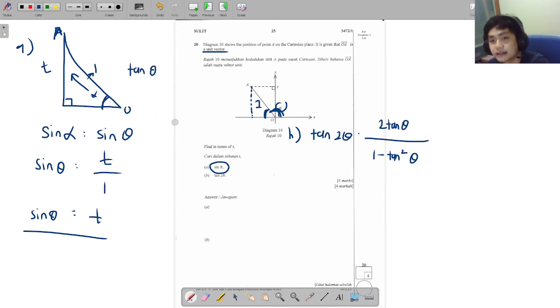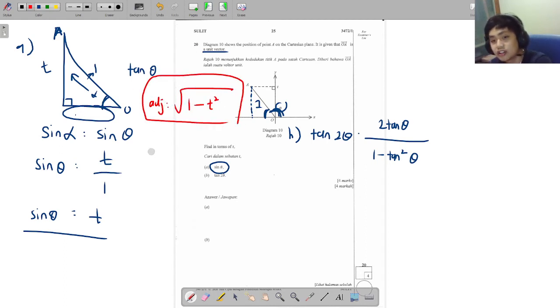So tangent theta in this case would be opposite over adjacent. To find the adjacent, we can use Pythagoras theorem: the adjacent is the square root of 1 minus t squared. Done. So tangent of theta is the opposite, which is t, over the square root of 1 minus t squared. Now we have to include a negative here. Why? Because tangent theta is negative, because this angle here is obtuse.